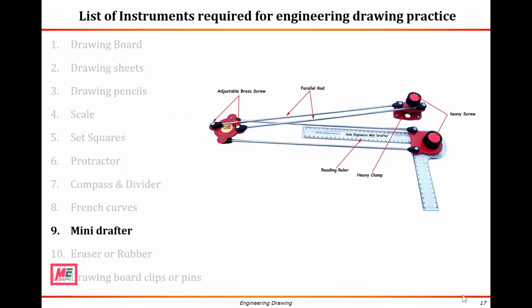This is the most important and widely used instrument among all the drawing instruments. It is also called a drafting machine. It is a multi-purpose instrument. It is used for drawing horizontal, vertical, inclined and parallel lines. It can also be used for measuring distances and erecting angles.